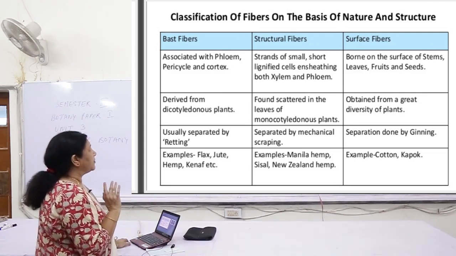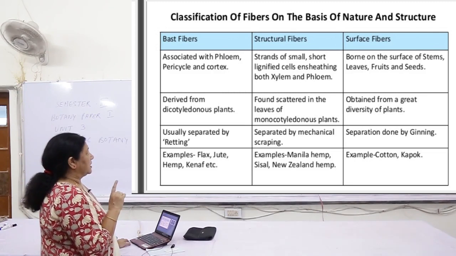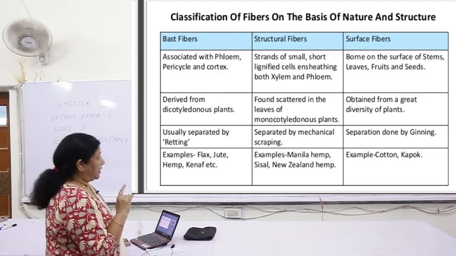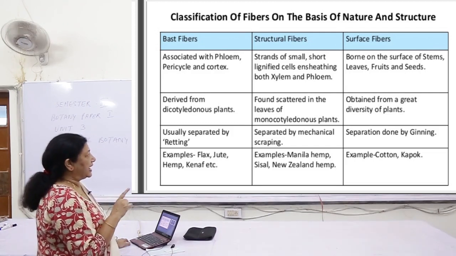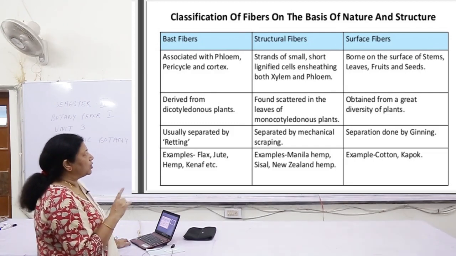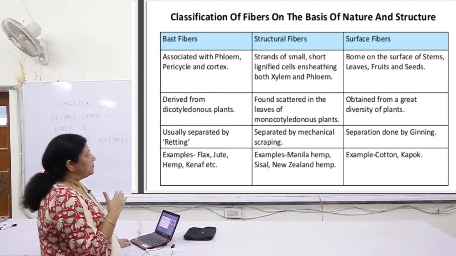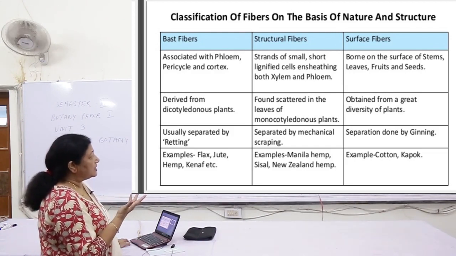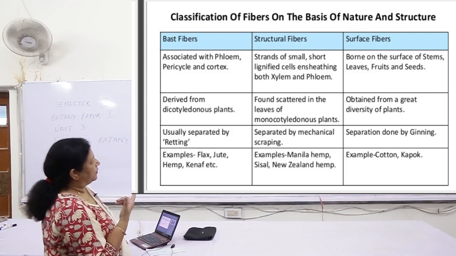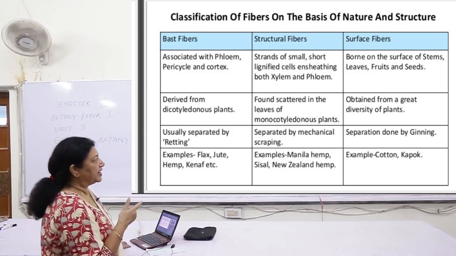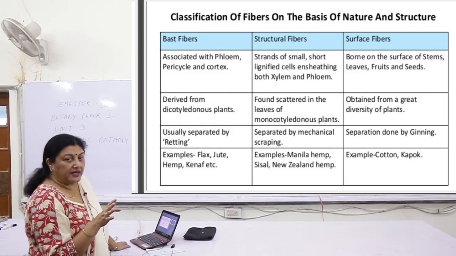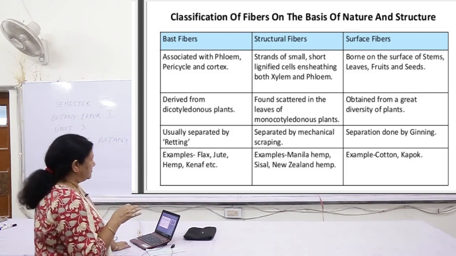Now coming to the second point, how it is derived. Bast fibers are derived from the dicotyledonous plants, whereas structural fibers are found scattered in the leaves of monocotyledonous plants. This is one of the very major differences: one is the dicotyledonous plant and the other is the monocotyledonous plant. Whereas the surface fibers are obtained from a great diversity of plants. That is, they can be monocotyledonous as well as dicotyledonous.